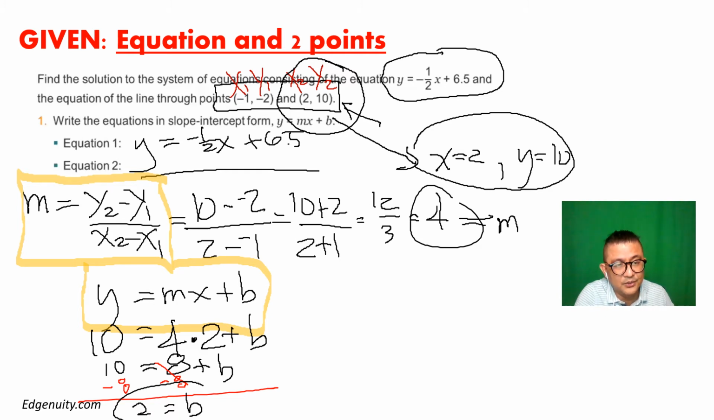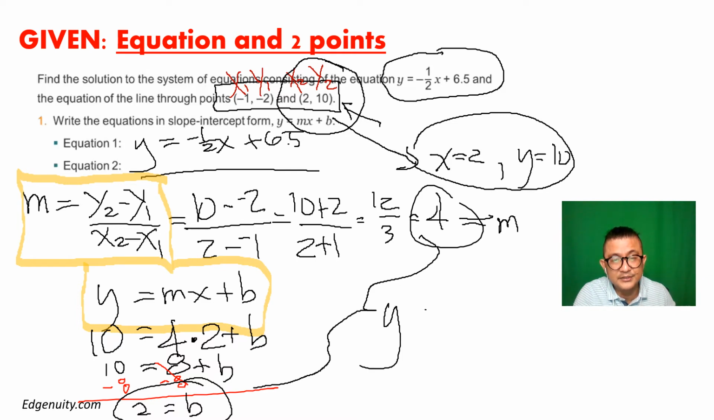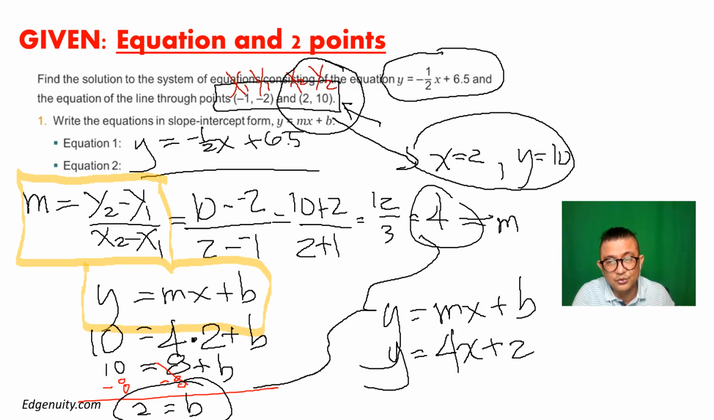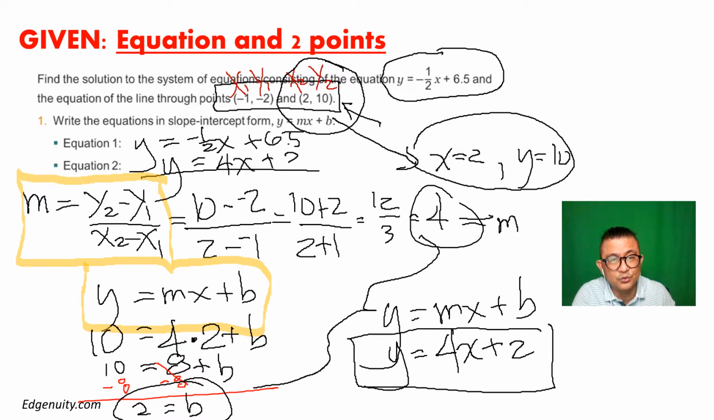So now I know this is my b. Now put them together as an equation. Y is equal to mx plus b. I already know my m, my m is 4. Put x. My b is 2, plus 2. So this will now be my second equation. I write it down here: y is equal to 4x plus 2. Now I'm ready to graph. Two equations ready to be graphed.